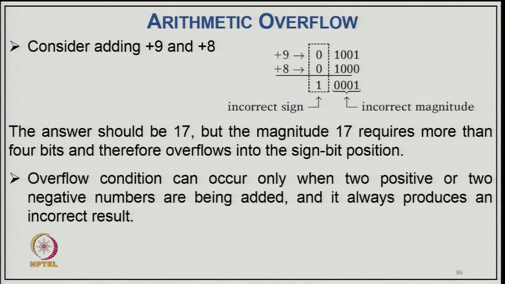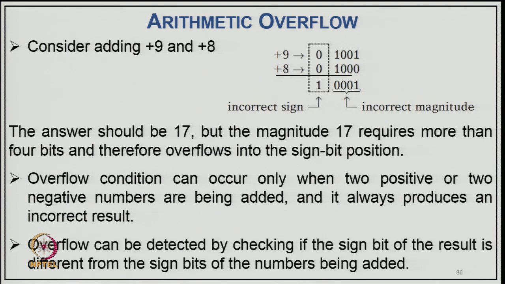The overflow condition can occur only when 2 positive or 2 negative numbers are being added, and it always produces an incorrect result. Overflow can be detected by checking if the sign bit of the result is different from the sign bit of the numbers being added. From this you can detect that there is an overflow.